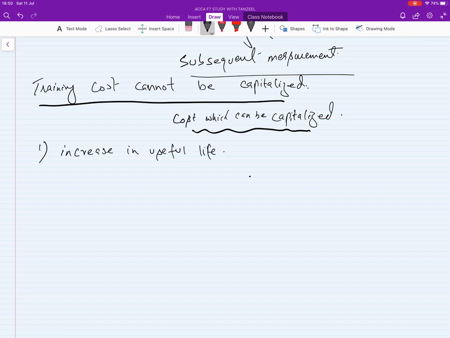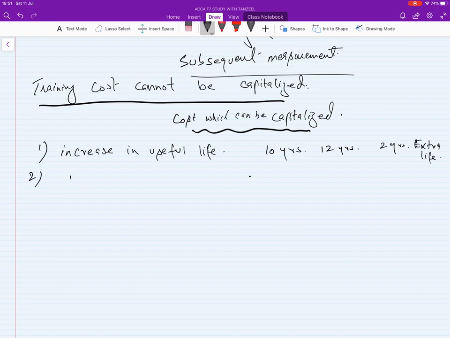Suppose you have a machine that had a 10-year life before, and you install a new machine part in it, and it gives you more life. Instead of 10 years, now you can run that machine for, say, 12 years. So you got 2 years extra life. Because of this expense, the useful life has been increased, so you can capitalize that expense.